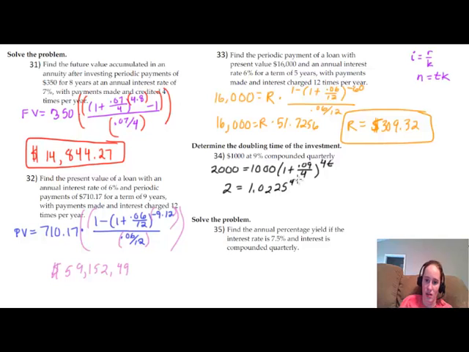This is 1.0225 to the 4t. Now, we want to rewrite this as a logarithm because our variable's in the exponent, so it's log base 1.0225 of 2 equals 4t. So you figure out what this is using your calculator, log 2 over log 1.0225, and then divide it by 4. t equals 7.788.